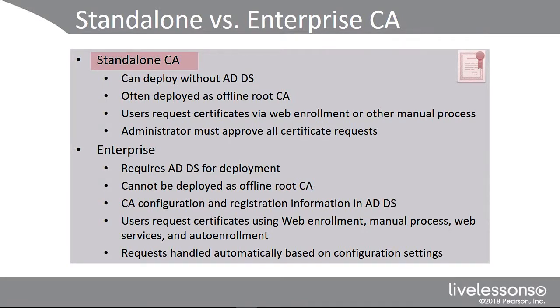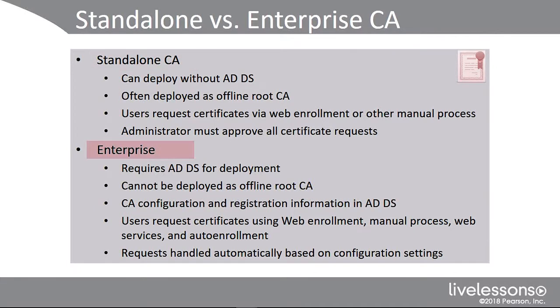A standalone CA can often be deployed as an offline root CA, so we're off in a remote area. We want to take our CA offline for security purposes. Users will request their certificates via web enrollment. However, in this case, the administrator must approve all the certificate requests.